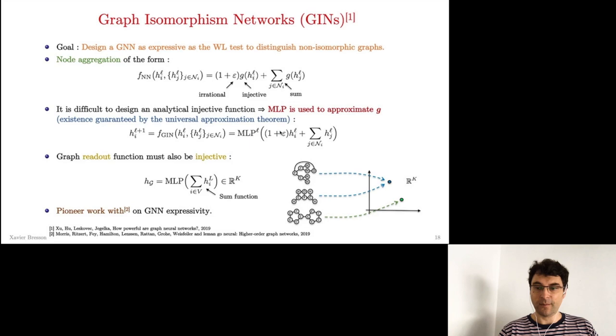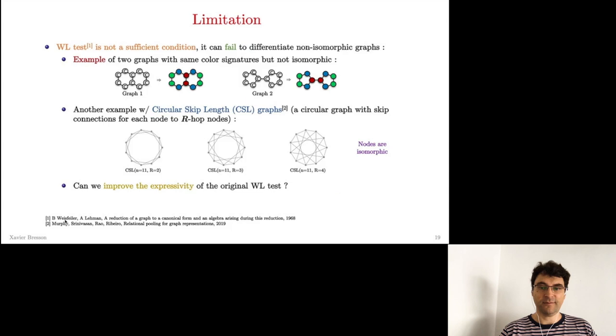If you have this graph, it's going to map this graph to a space of k dimensions. If you have another graph which is isomorphic to this graph, then it will be mapped to the same point in the k-dimensional space. If you have another graph which is non-isomorphic, then it will be mapped to a point which is different. Okay. So this is a pioneering work, the work of Morris on GNN expressivity.